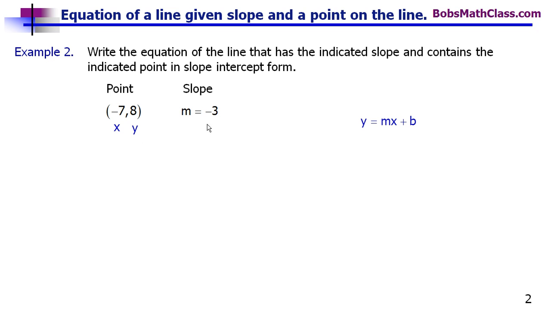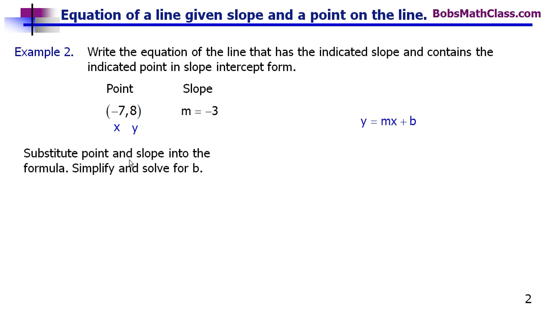We're going to do the same thing. We're going to substitute the point and slope into the formula. Then we're going to simplify and solve for b. So replace the y with 8, m with negative 3, x with negative 7, and we don't know what b is. That's what we're trying to find out. What is b? We have the slope. We need b. Those are the two pieces of information we need to write the equation of the line.